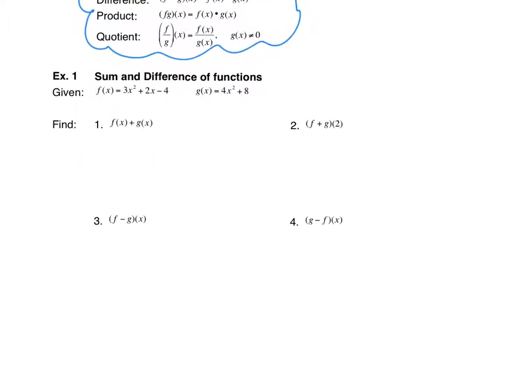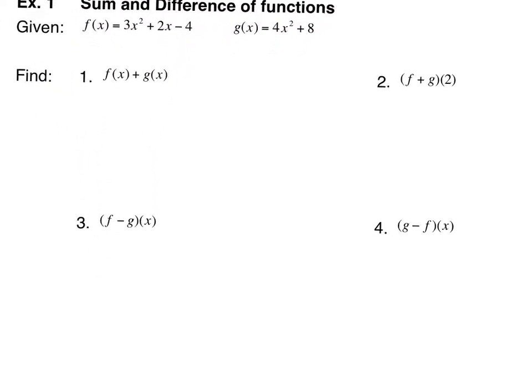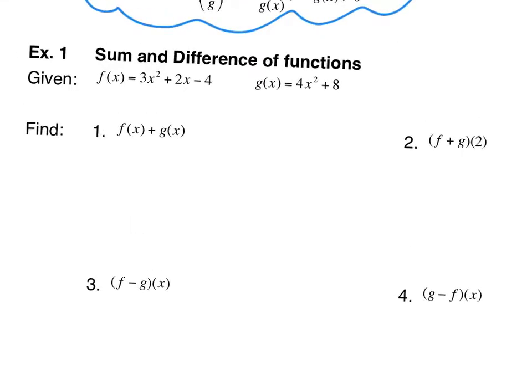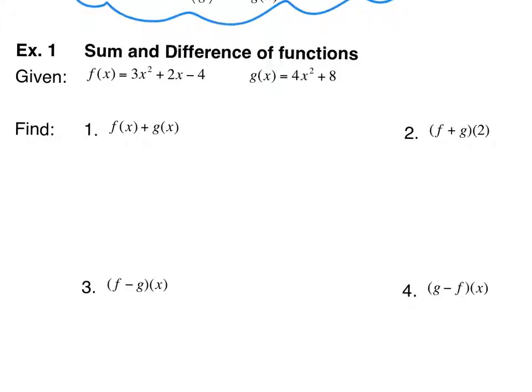So look at example 1. I'm going to make this bigger so that I can work with it. Okay, so for the first example, we're going to take the f function and add the g function to it. So I've got big parentheses, and then I'm going to take the f function, which is 3x squared plus 2x minus 4. So that's my f function. And then I'm going to put the g function over here.